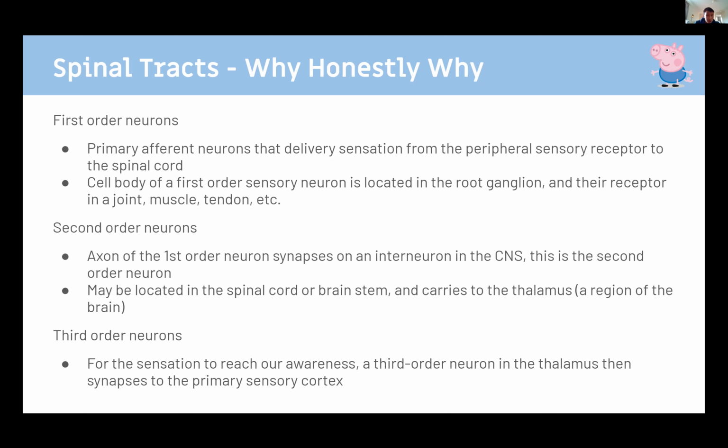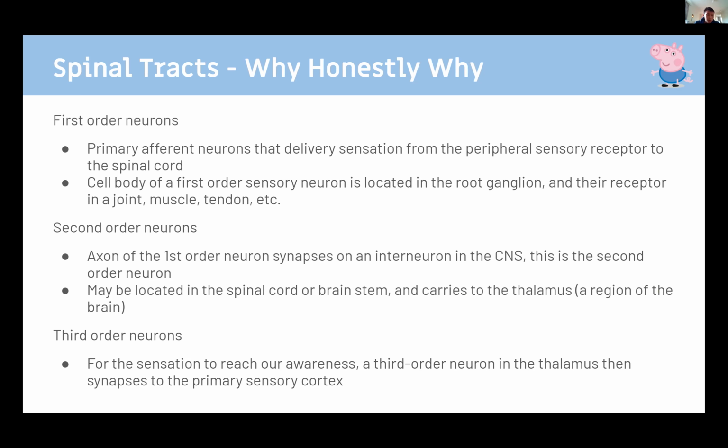And then the second order neurons are in your CNS. This might be in your spinal cord, this might be in your brainstem. Basically the first order neuron synapses onto the second order neuron, and it will take the signal up to your thalamus, which is a part of your brain. You don't need to know what the thalamus is. They kind of just throw a bunch of names at you, but just know it's a region of your brain.